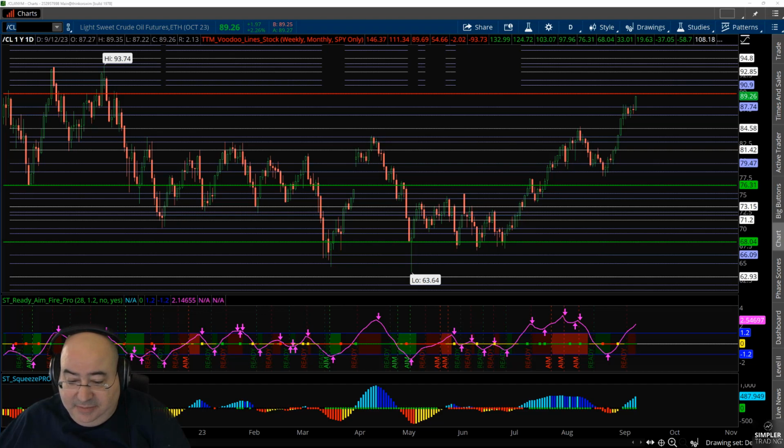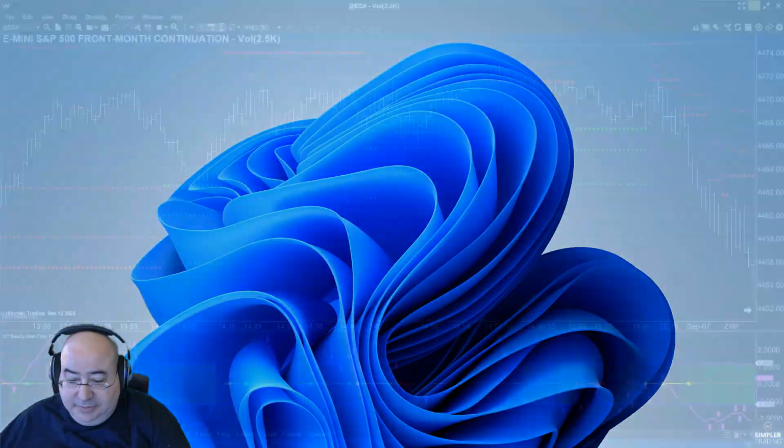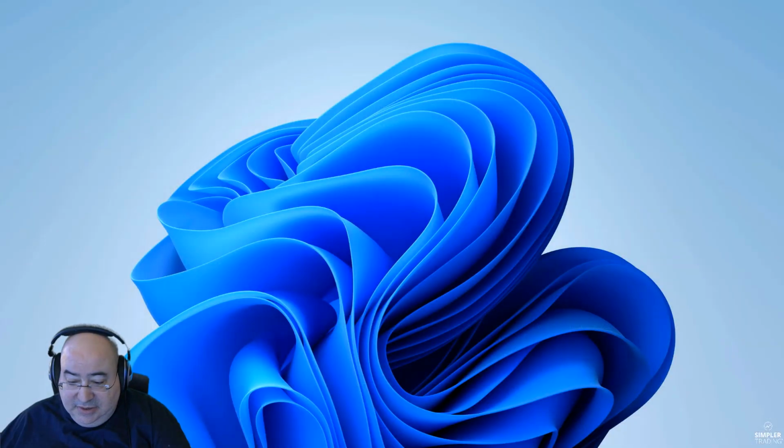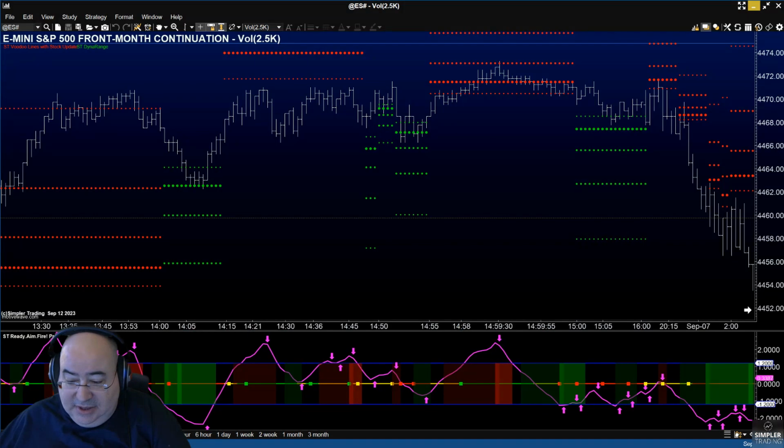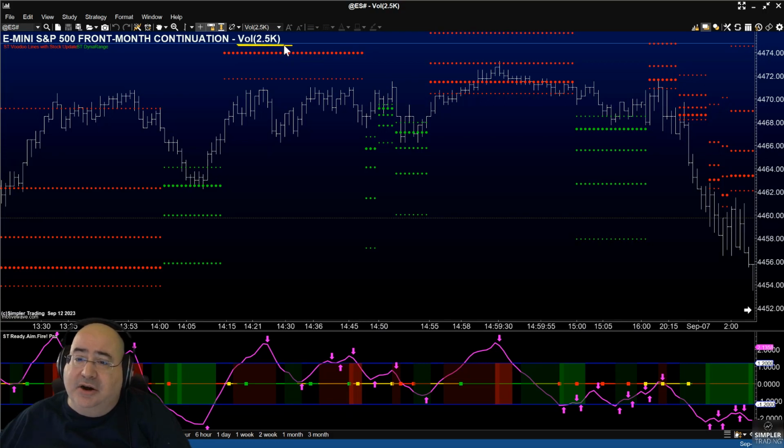Let me find a. So here we go. This is a chart I used for day trading. Now you can use this on... You can do exactly what I'm doing here on MotiveWave and TradeStation.